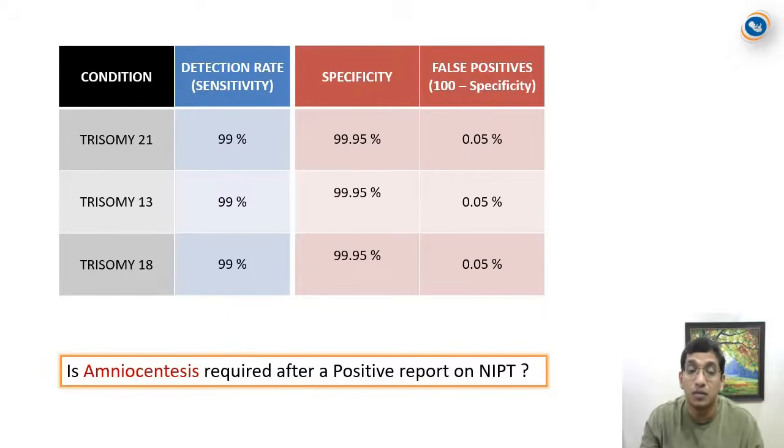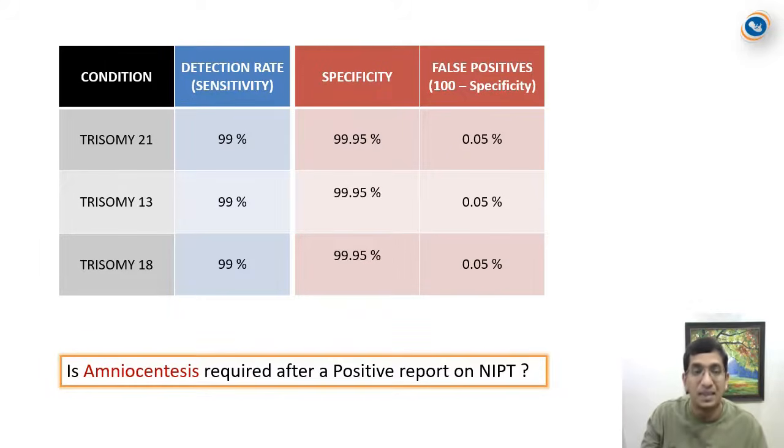Now, what about false positive rates? If you see the specificity of NIPT, it is even higher, it is 99.95%, and false positive rates are only 0.05%, so very low. So if NIPT is so accurate, 99% sensitive and 99.95% specific, do you need an amniocentesis after getting a positive NIPT report? Or if NIPT shows trisomy 21, can you go ahead and terminate the pregnancy?